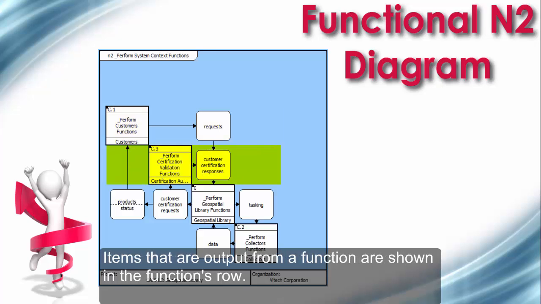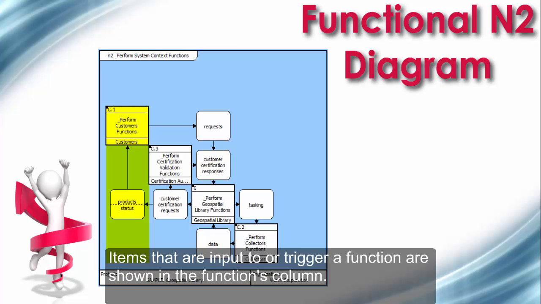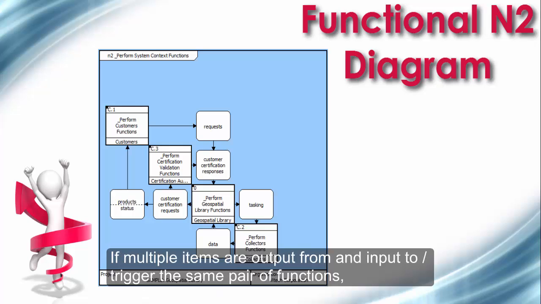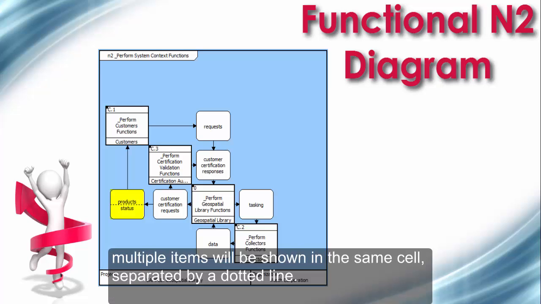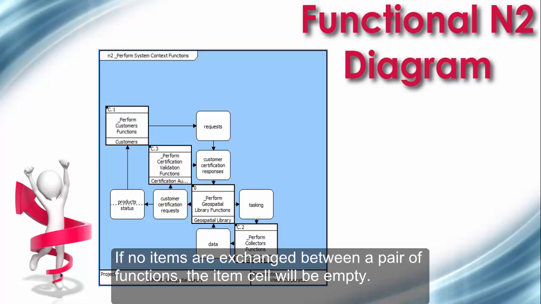Items that are output from a function are shown in the function's row. Items that are input to or trigger a function are shown in the function's column. If multiple items are output from and input to or trigger the same pair of functions, multiple items will be shown in the same cell, separated by a dotted line. If no items are exchanged between a pair of functions, the item cell will be empty.